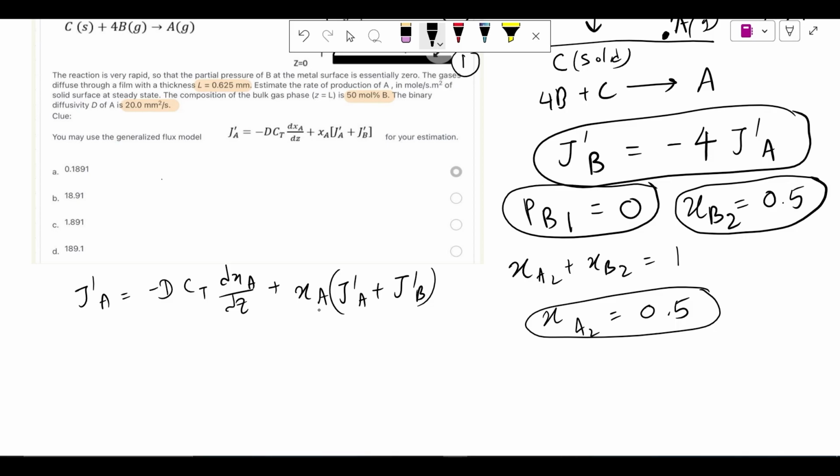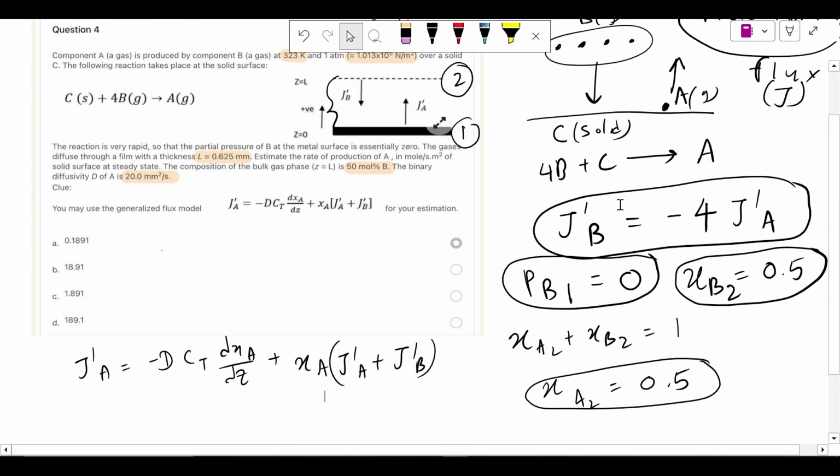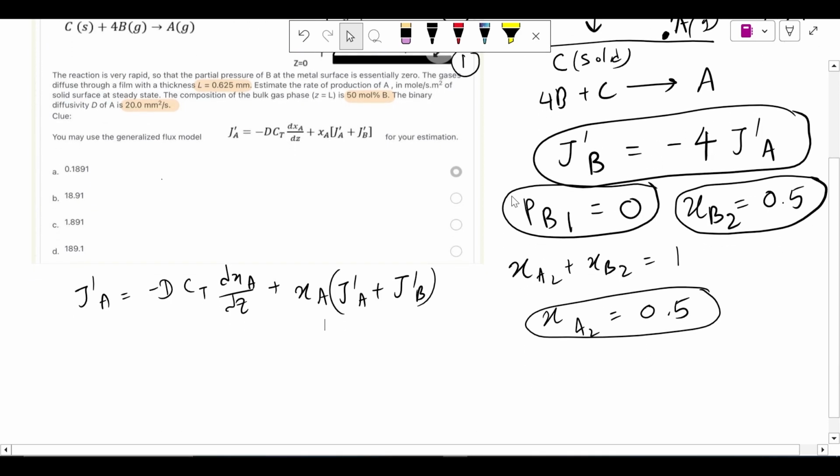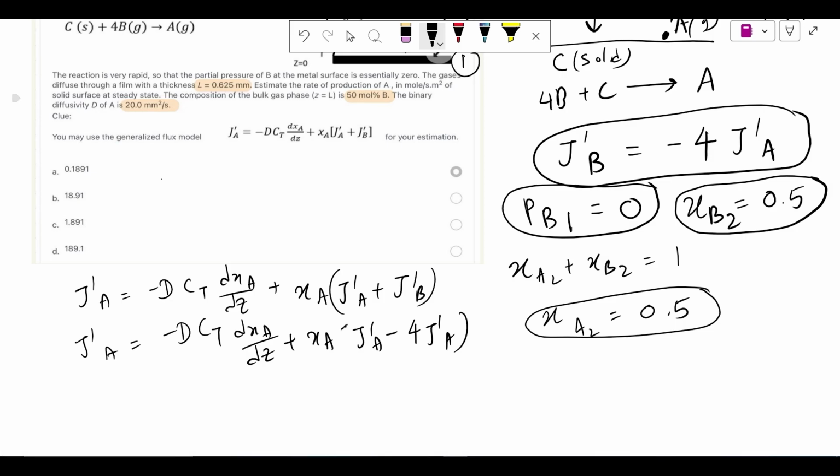Since we need to find the flux of A, we don't need the flux of B, right? Thus we can substitute for the flux of B from this equation. We got a relationship, and we can simplify the equation, right? We substitute the value for the flux of B, so we can simplify this.